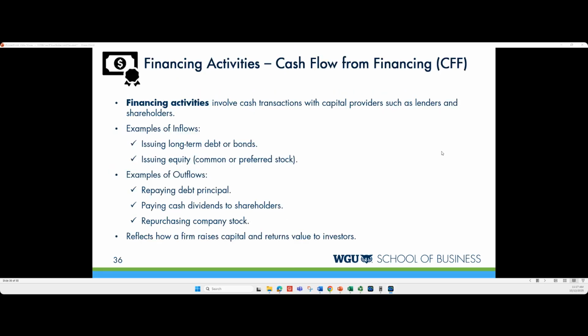Okay, so let's talk about the last section of the cash flow statement, financing activities. Those are cash transactions where we're raising capital to fund our growth in the firm, and we deal with lenders and shareholders. Some forms of inflows are going to be issuing new bonds or getting new loans from the bank that are greater than 1 year. We might issue common or preferred stock. That's raising capital through equity.